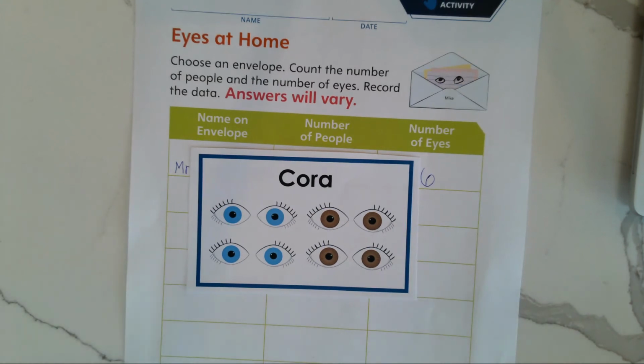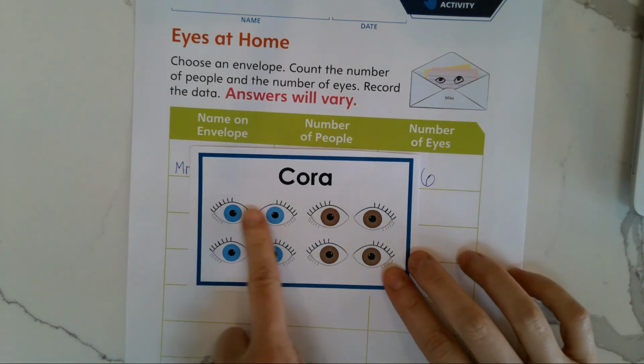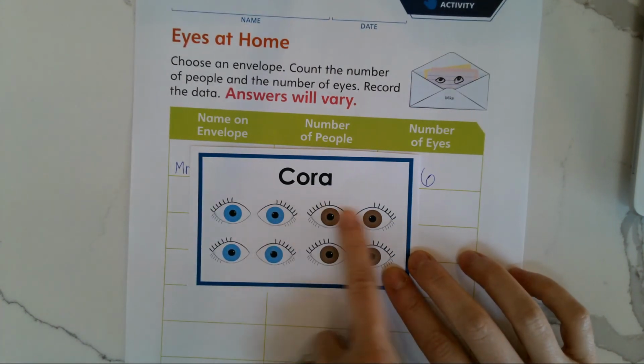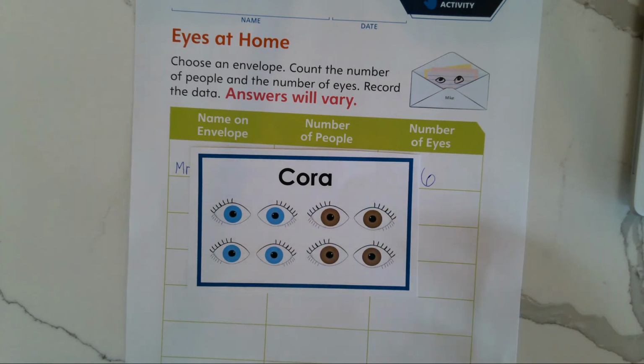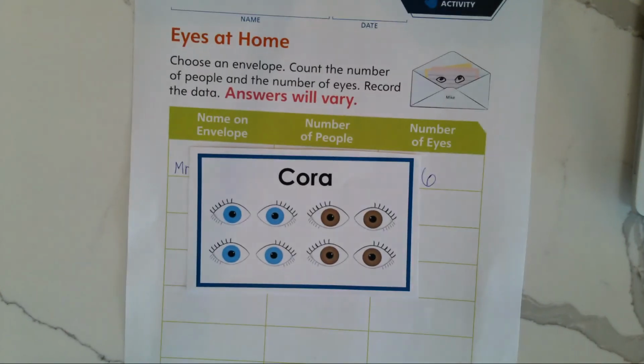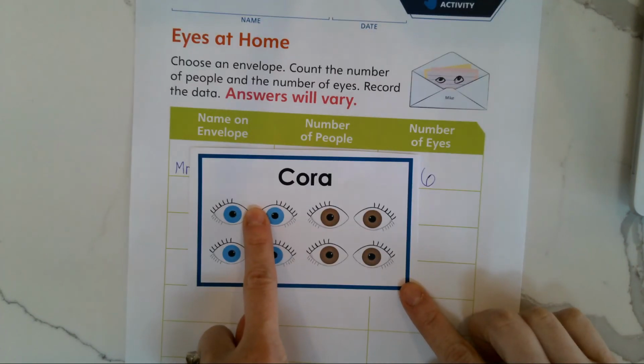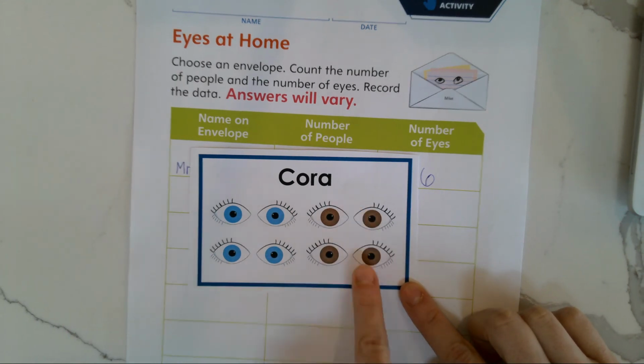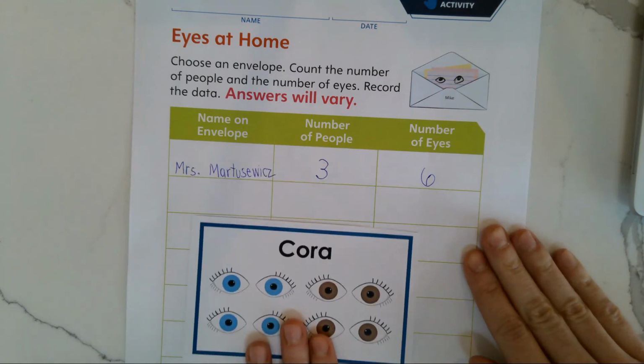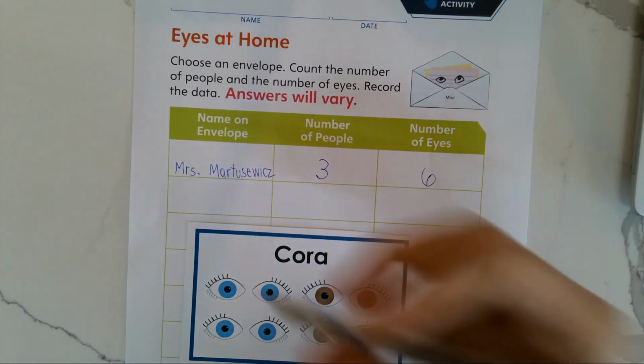How many people are in Cora's family? Yeah, we know each person has 2 eyes. So 1, 2, 3, 4. And if we wanted to figure out how many eyes are in her family, how could we count? Do you want to try counting by 2s again? Let's give it a try. Ready? 2, 4, 6, 8.